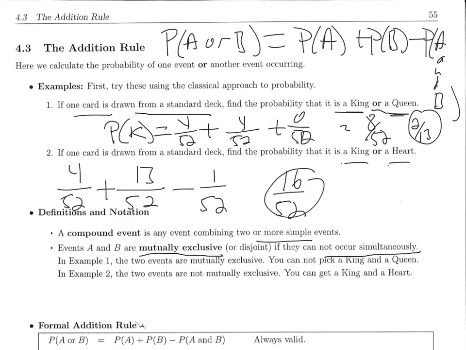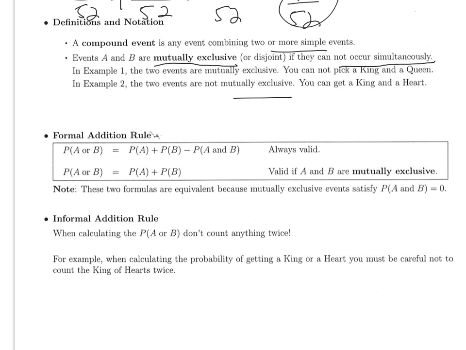Okay, so we talked about mutually exclusive already. All right, good enough here. So here he wrote the formula for the mutually exclusive addition rule and the regular one. So we don't want to count everything twice. That's this term, subtracting off the ones that fall into both criteria. Okay, I guess that's it for this page.